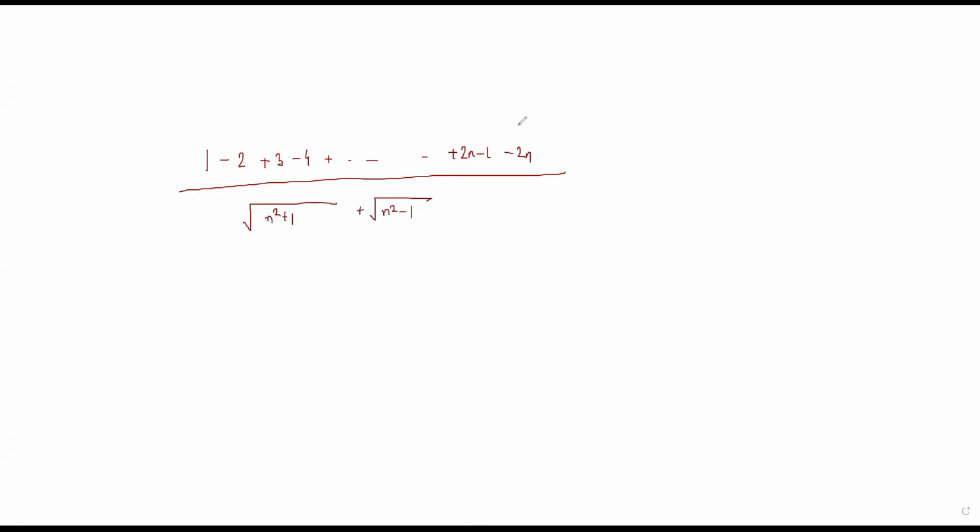So the problem asks you to find the limit of this: 1 minus 2 plus 3 minus 4 plus dot dot whatever plus 2n minus 1 minus 2n, divided by root over n square plus 1 plus root over n square minus 1. So this was the Sn, okay? This is the sum, the An, right?